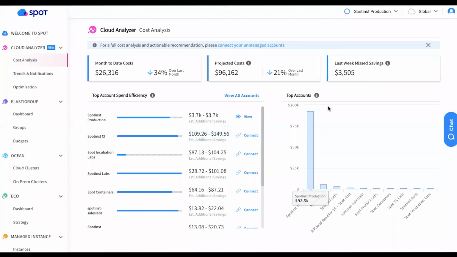To round out the picture here for the visibility, you can see the top accounts, the top spenders in your environment. So here we're just looking at the actual spend, how much each particular account has been spending over the last 30 days. So you see here, Spot-Ins production spent 92,000, so on and so forth. You can see the breakdown over there.